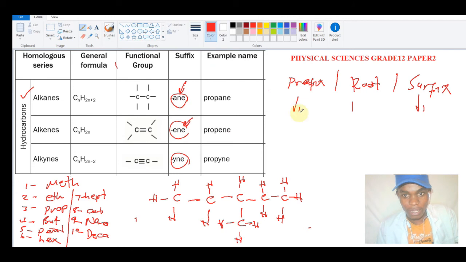So we start off with a prefix, right? Do we have any prefix? Let's check. We have got all hydrogens here. But you see here, instead of a hydrogen, we've got a branch. You see? We have got a branch this time around, right? So we do have a prefix. And then we go to our root.